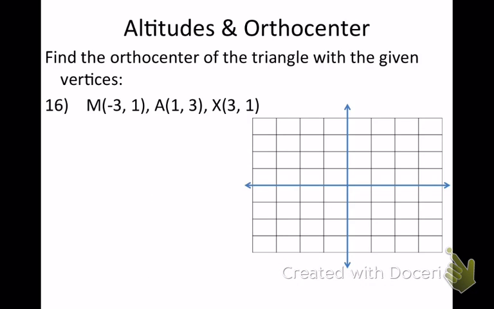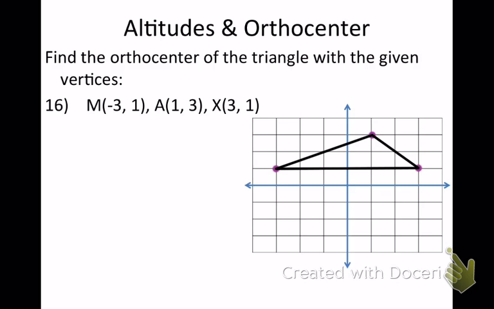All right, let's try number 16 on your own. So you gotta plot the coordinates. M is at -3, 1. A is at 1, 3. And X is at 3, 1. So here's my triangle. Find the orthocenter here.